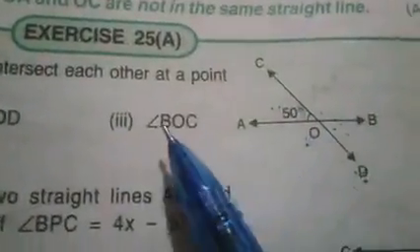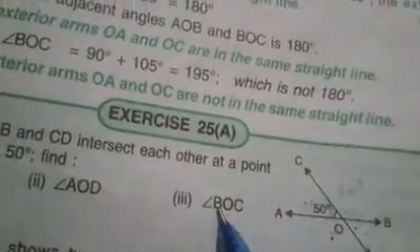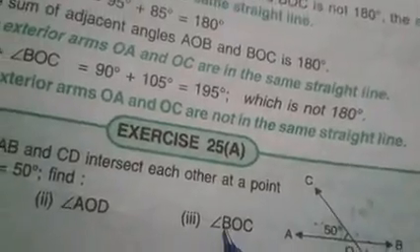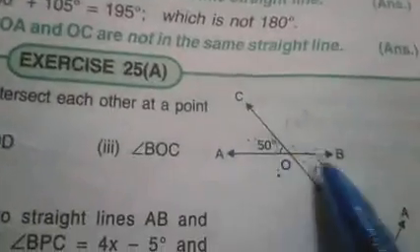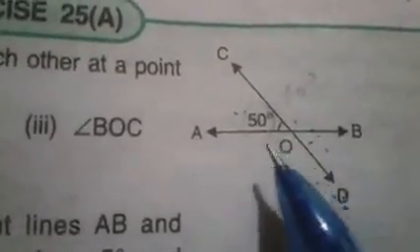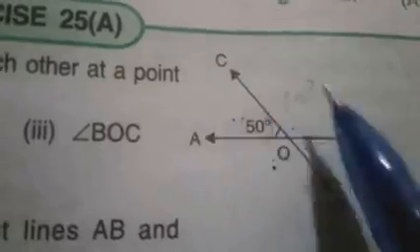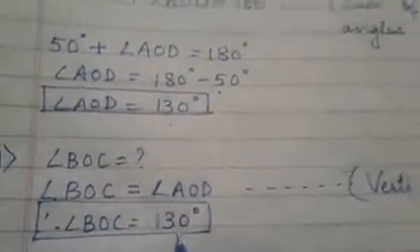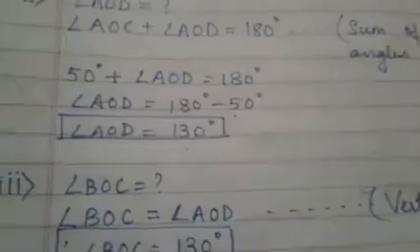And the last one is angle BOC. Now where is BOC? From the second part we know that angle AOD is 130 degrees. So since AOD is 130, obviously BOC will also be 130 because of vertically opposite angles. So how to write it? Angle BOC is equal to angle AOD. Reason is vertically opposite angles. Therefore, angle BOC is also equal to 130 degrees. Whatever is on the right-hand side I have written in brackets, these are all reasons for whatever we have solved.